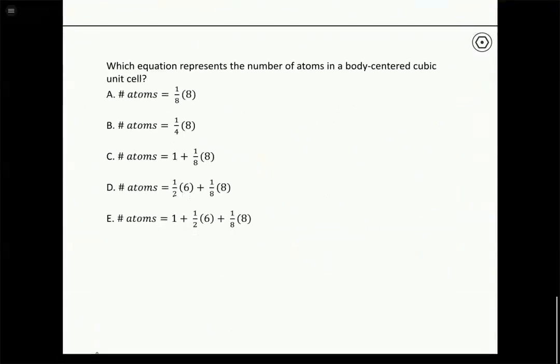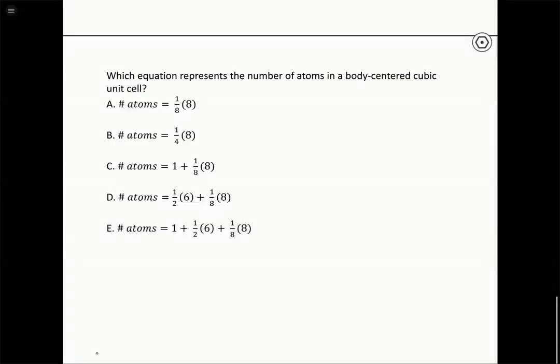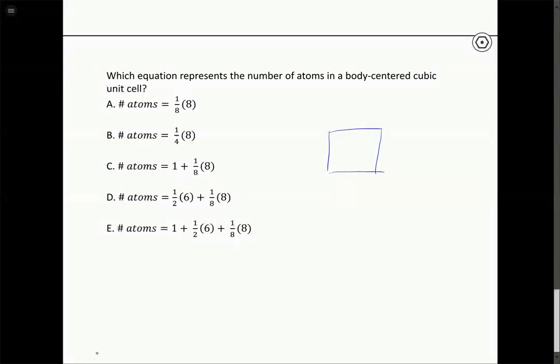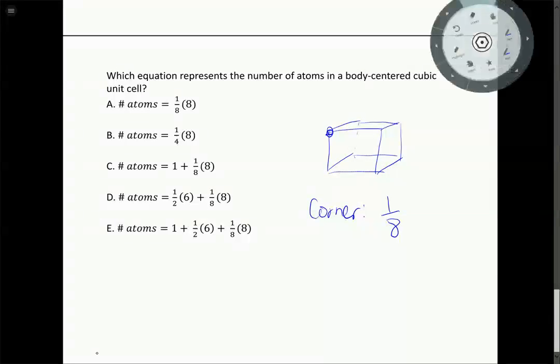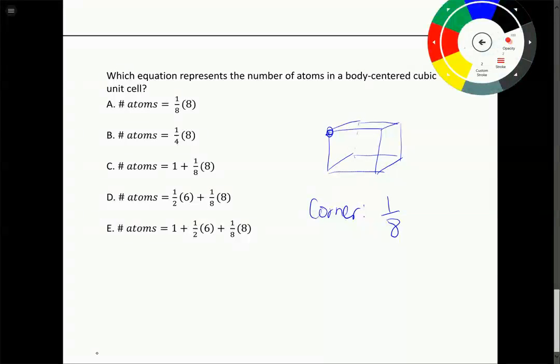Alright, and then finally the last one I'll go through deals with counting atoms in a cubic unit cell, something we've talked about also in class quite a bit. So when you have a cubic unit cell, there are 3 different places you can put atoms. So we have corners, which count as 1/8 of an atom because they're shared by 8 different unit cells.